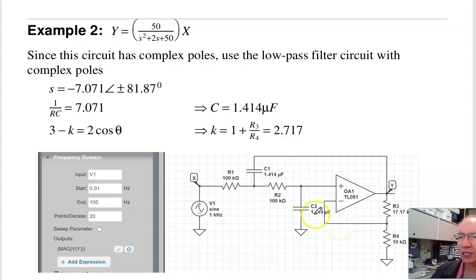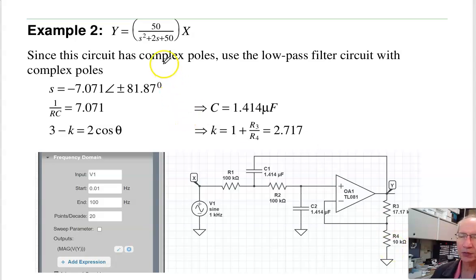If in contrast I wanted to have complex poles, that's a different circuit. In this case, 1 over RC is the amplitude of the pole, thus square root of 50, or 7.07. Pick R, solve for C. The angle of the pole tells you the gain. Let's see. It's 3 minus K is 2 times the cosine of the angle. K is 1 plus this ratio. That tells me K is 2.717. This ratio is 1 minus that, 1.717 to 1.